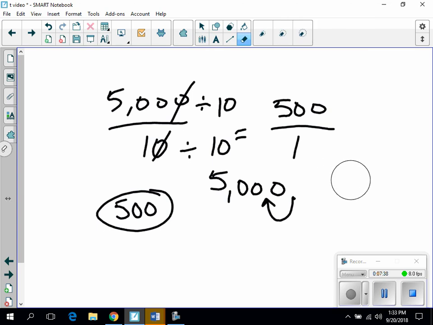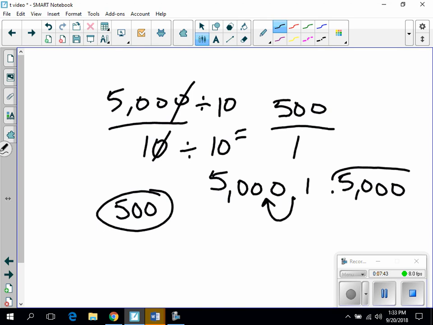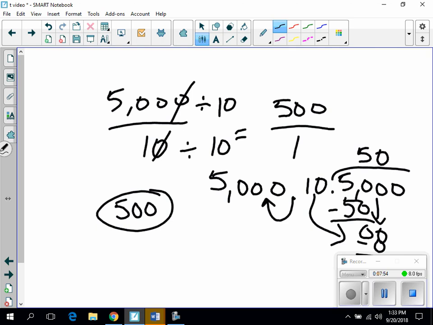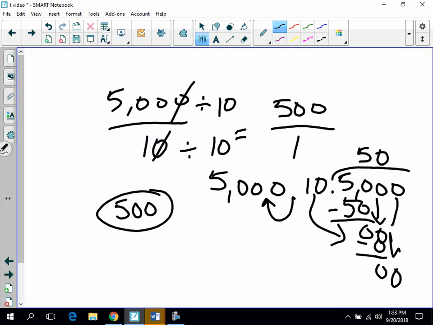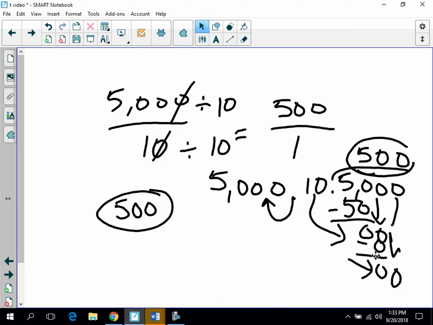And if you look at that over here, 5,000 divided by 10, 10 goes into 50 five times. 5 times 10 is 50. You bring 1 0 down, and you'd say 10 goes into 0 zero times, you would subtract, and then you would bring down one more 0. 10 goes into this 0, 0 times, and you'll see that if you divide 5,000 by 10, you do get 500. So the unit rate in this example is 500.